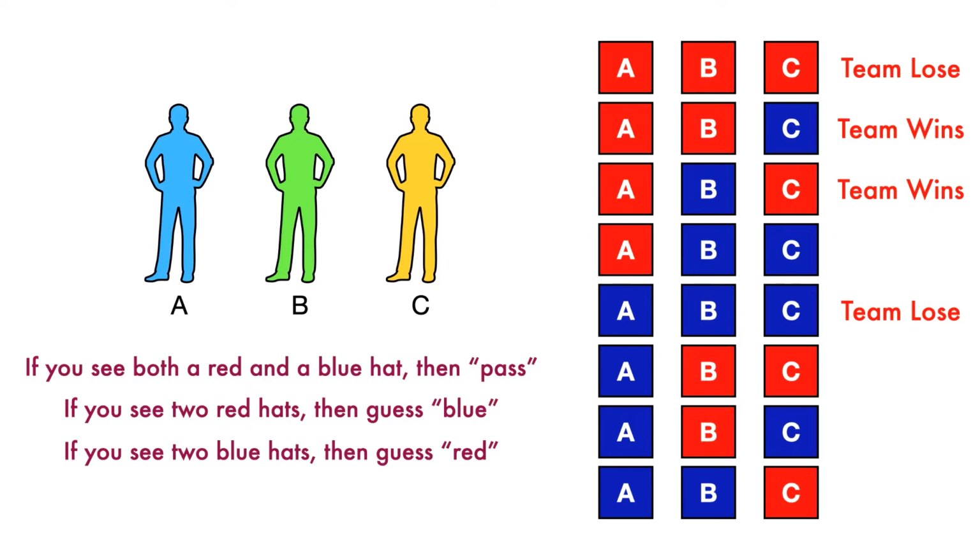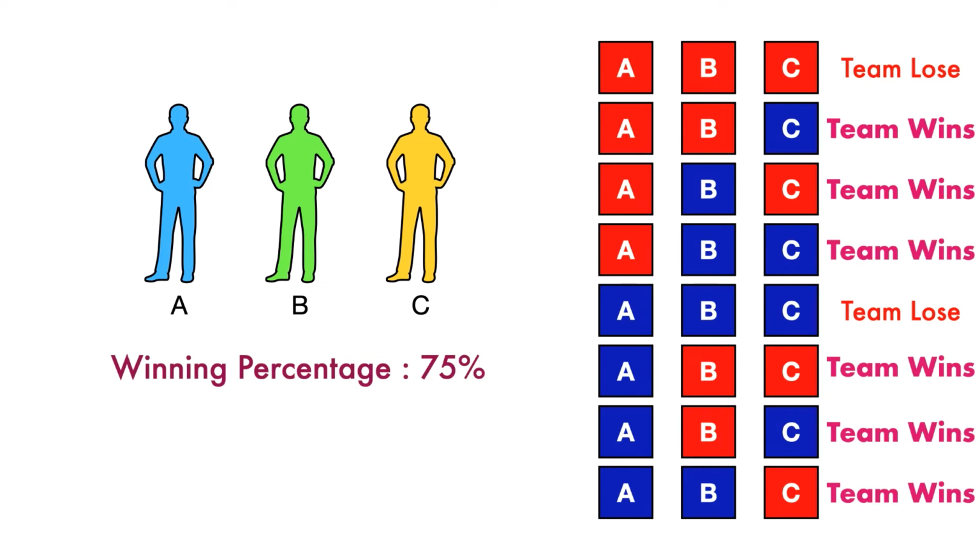So the group wins in 6 of 8 possible outcomes, a whopping 75% chance. So if you follow this strategy, there is a 75% chance of winning the game. This is a little complex puzzle, and requires a solid strategy in order to solve this problem.